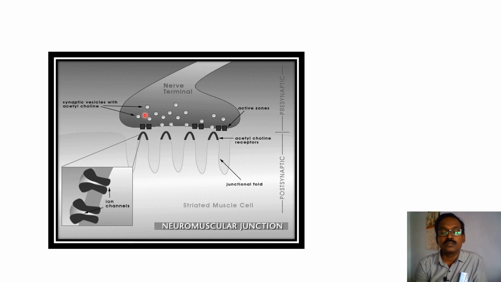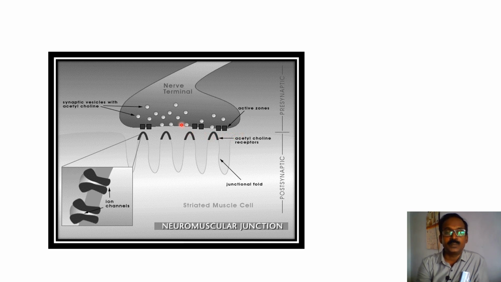This diagram depicts the structure of the myoneural junction or neuromuscular junction. This is the axon terminal, so it forms the presynaptic membrane for the neuromuscular junction. This is the postsynaptic membrane. This is the cell membrane of the muscle, the sarcolemma. It forms the postsynaptic membrane.